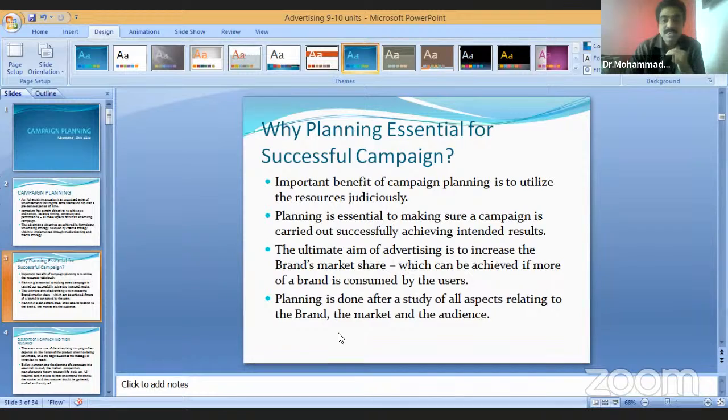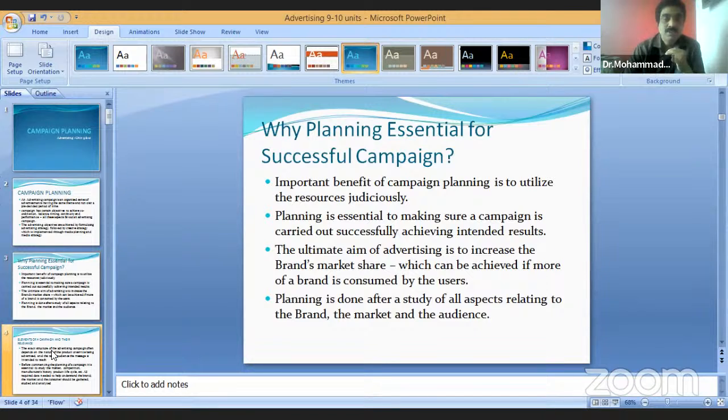So we study all these aspects related to the audience as well as the brand. How relevant is it, what is its presence in the particular market, what kind of share does it have, what does it command in a particular market? Where are we lacking, where do we need to concentrate more? Which age group, which gender do we need to concentrate on, and what type of audience do we need to reach? These are the aspects studied before launching a campaign.